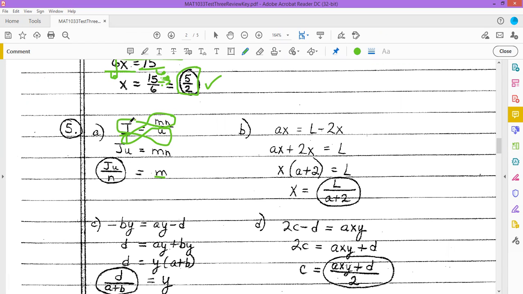We have J times U, that gives us JU, and 1 times Mn, that gives us Mn. Now to solve for M, we just divide both sides of this equation by N. Divide by N, and the N's will cancel, leaving M on the right side of this equal sign, and on the left side we have JU divided by N. This is our answer.